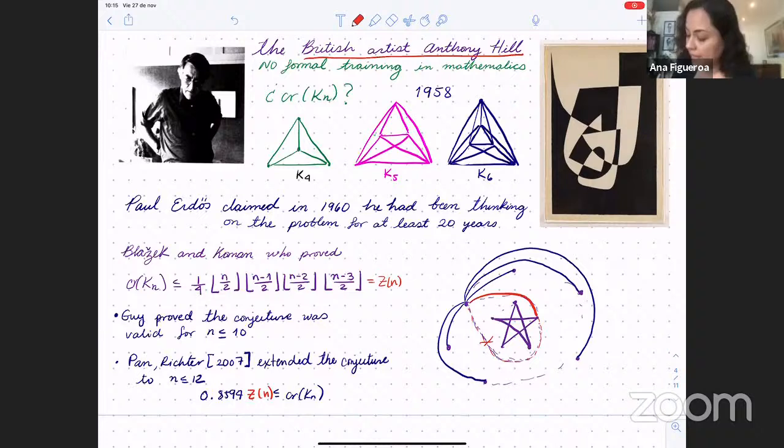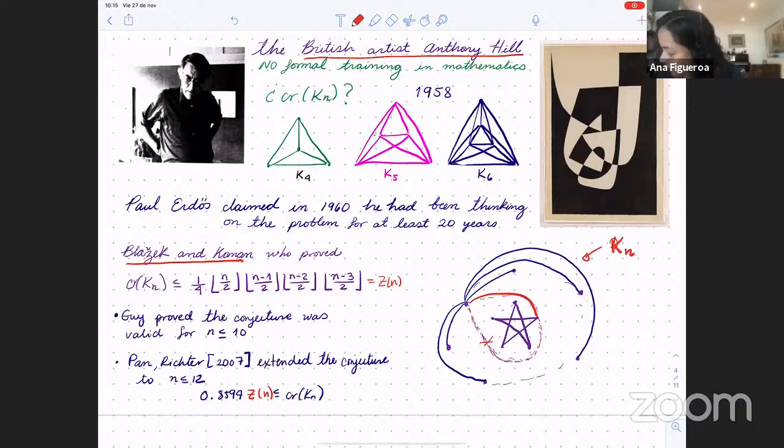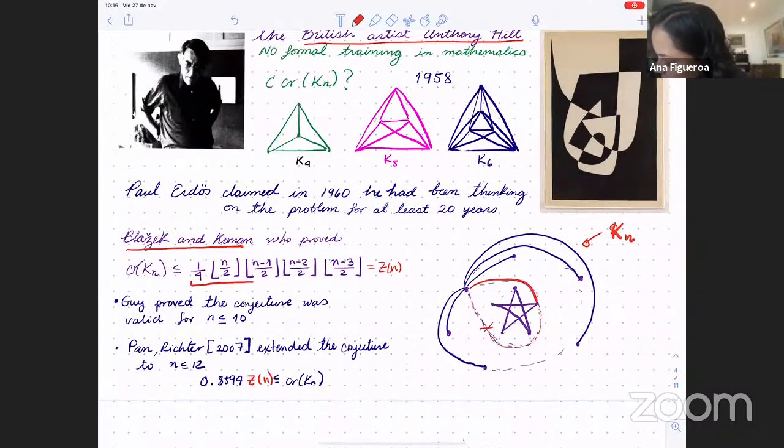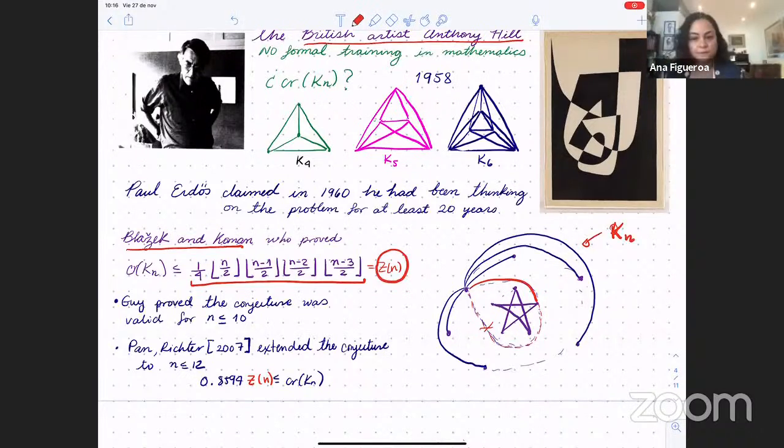It was Blazek and Koman who could find a good drawing, this drawing of K_N, that they think minimizes the number of crossings. And this drawing has this exact number of crossings here that we call Z(N). I will tell you how they constructed it.